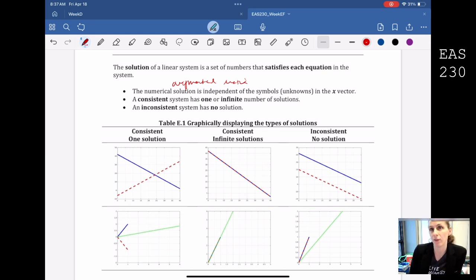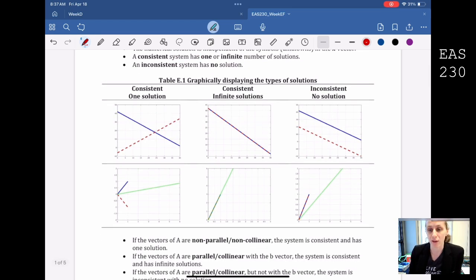So when we have a system of equations, we're going to have one of three options. We're going to have a consistent system or an inconsistent system. A consistent system is going to have one or an infinite number of solutions, and an inconsistent system is going to have no solutions. So here's what it looks like graphically.